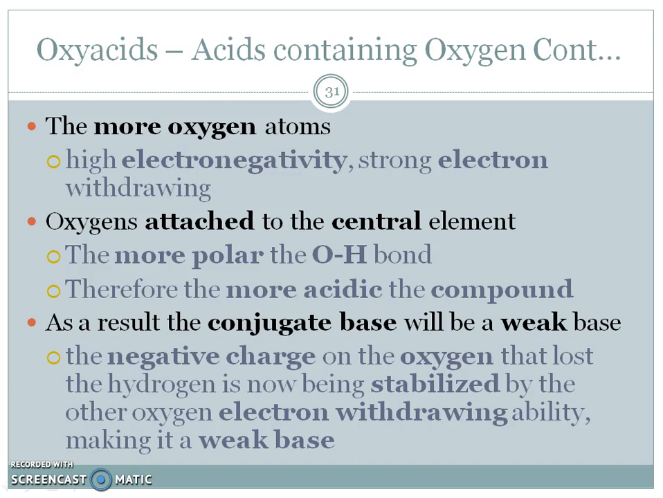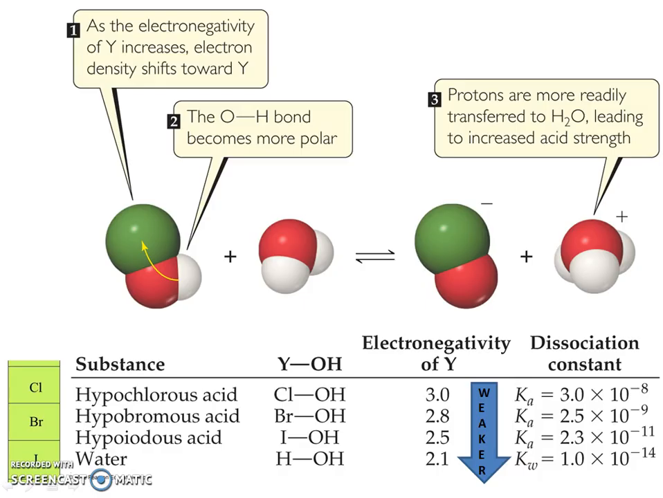Again, oxyacids, just continuing on, just more information: the more oxygen, the higher the electronegativity, the stronger that electron withdrawing, okay? And again, we're always talking about those oxygens attached to that central element. So the more polar that OH bond will be, the more acidic that compound overall will be. And then again, we can also talk about its conjugate base. So pause the video. Hopefully this makes sense as to what is going on here.